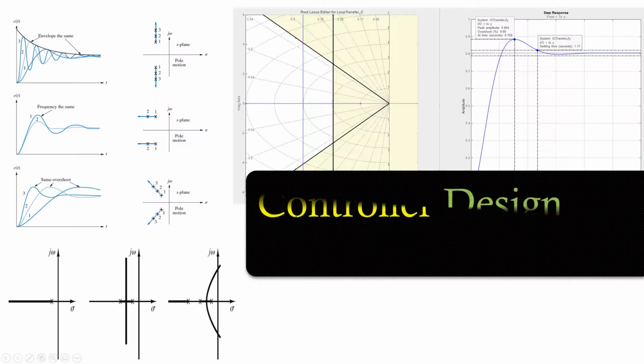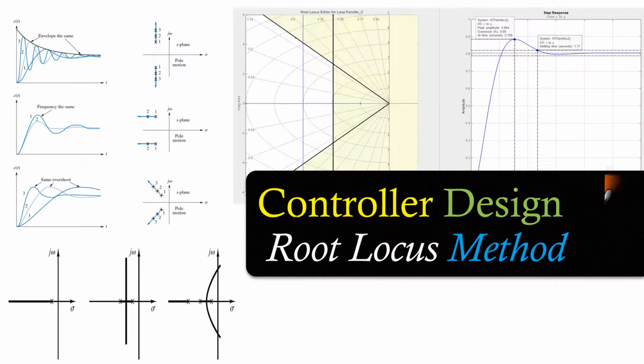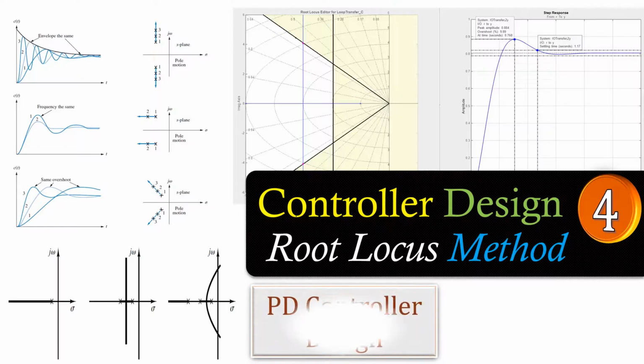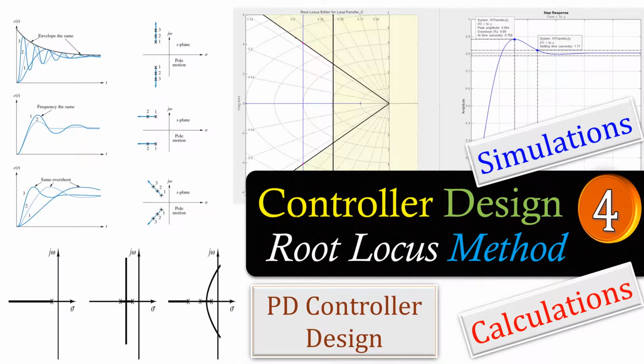Hi everyone and welcome back to a new video about controller design, and we continue with the subject of Root Locus method. This is our example number 4. In this example I will discuss the design of a PD controller using the Root Locus method. We will of course again look at our calculations step by step, and we will verify our calculations using simulations in MATLAB. So let's look at the situation for this exercise.